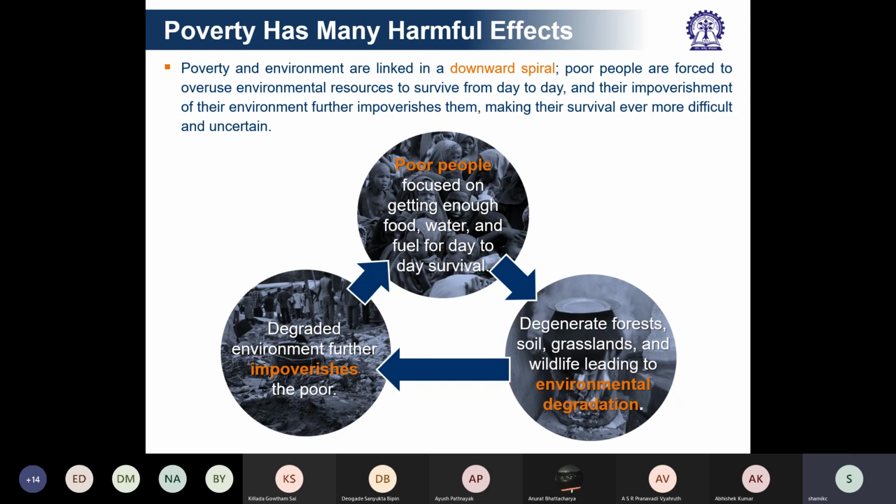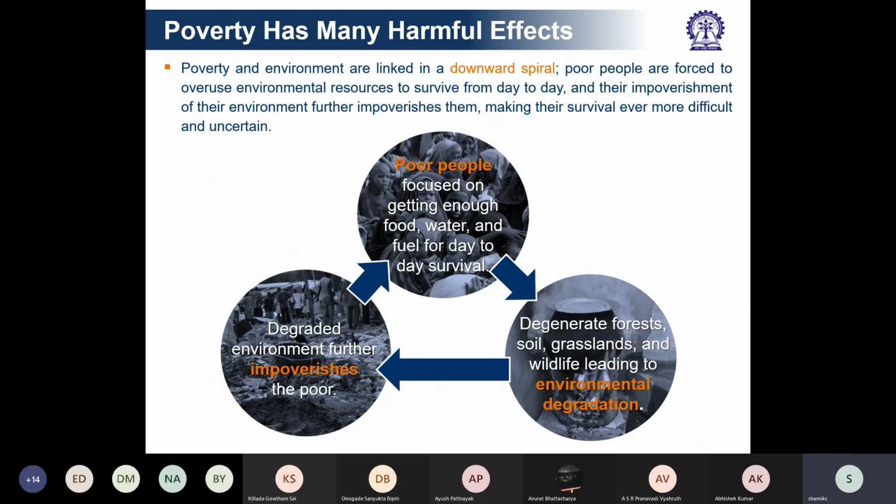Most of the time, when there is degradation of resources, people are in fact forced to deplete resources for their survival, and this degradation of the environment further impoverishes them. And when this self-reinforcing downward spiral becomes extreme, people are forced to move in increasing numbers to marginal and ecologically fragile lands or to cities.